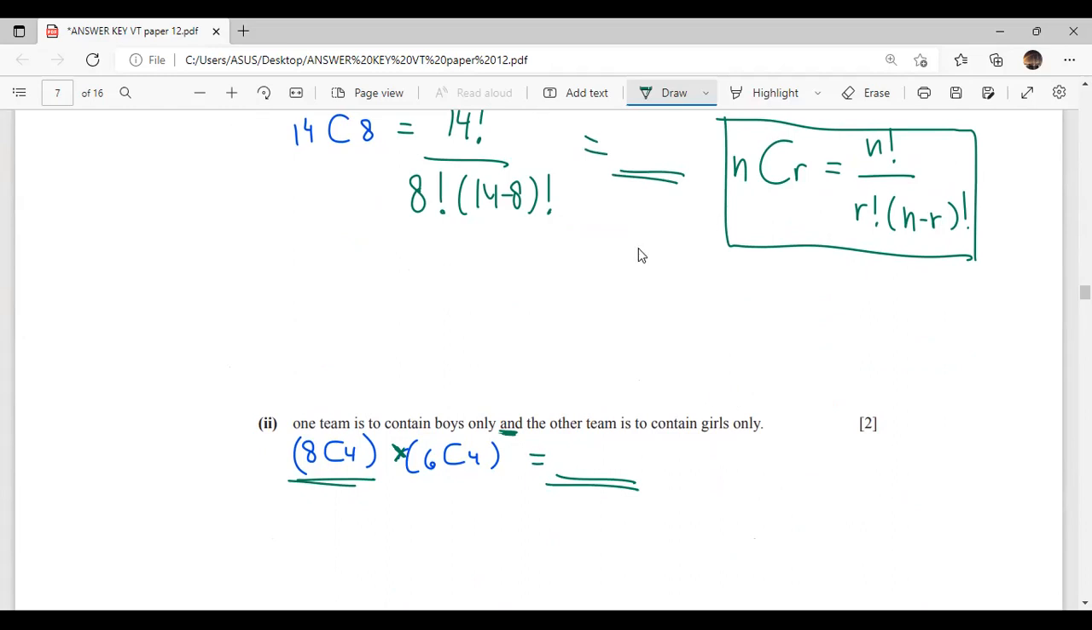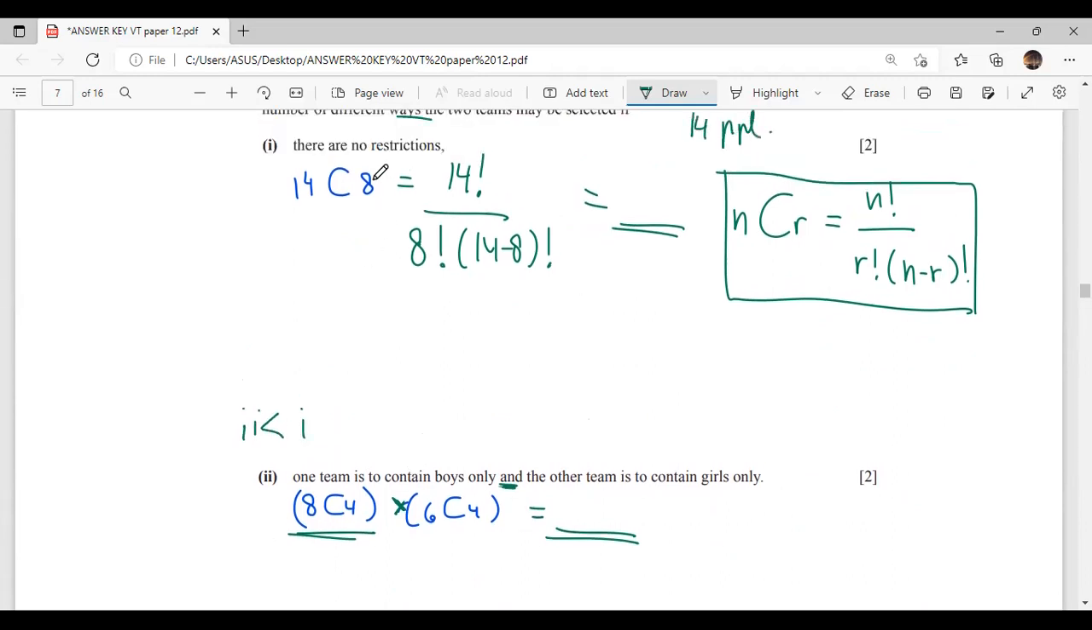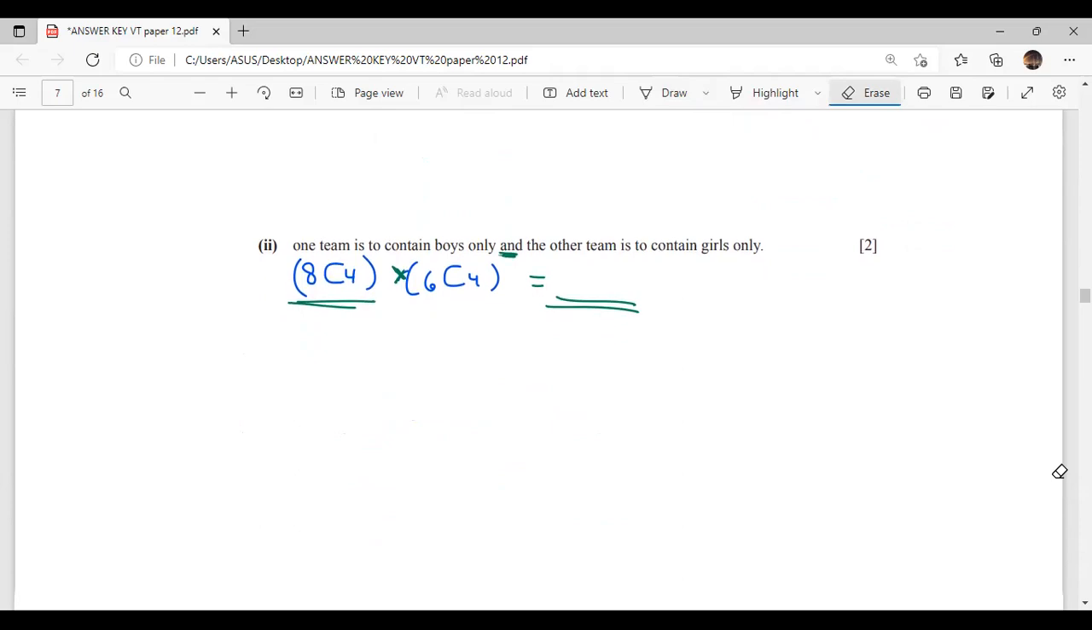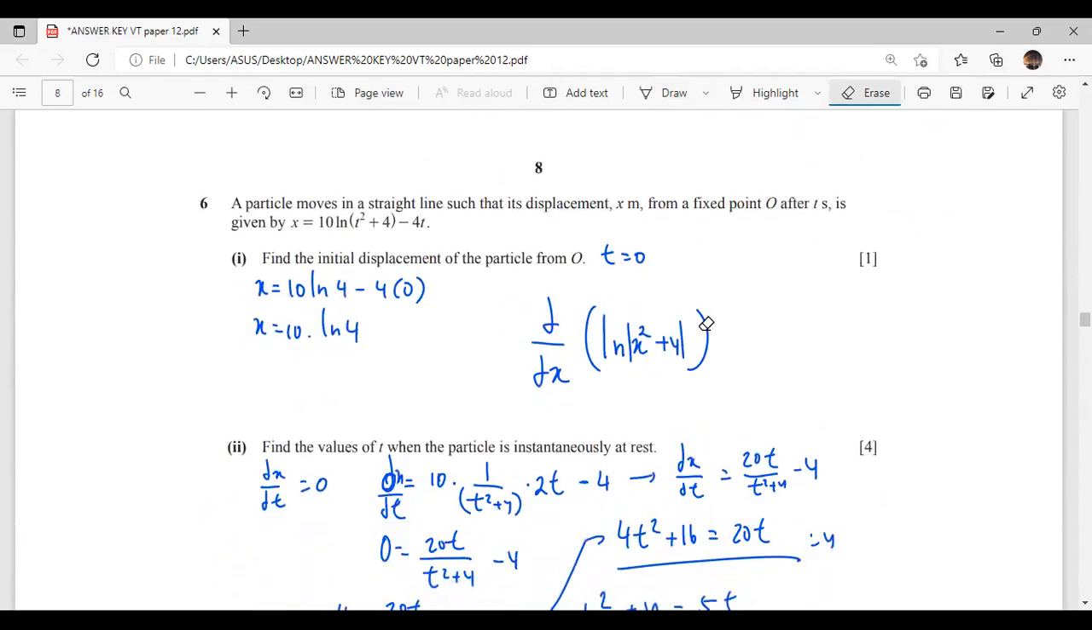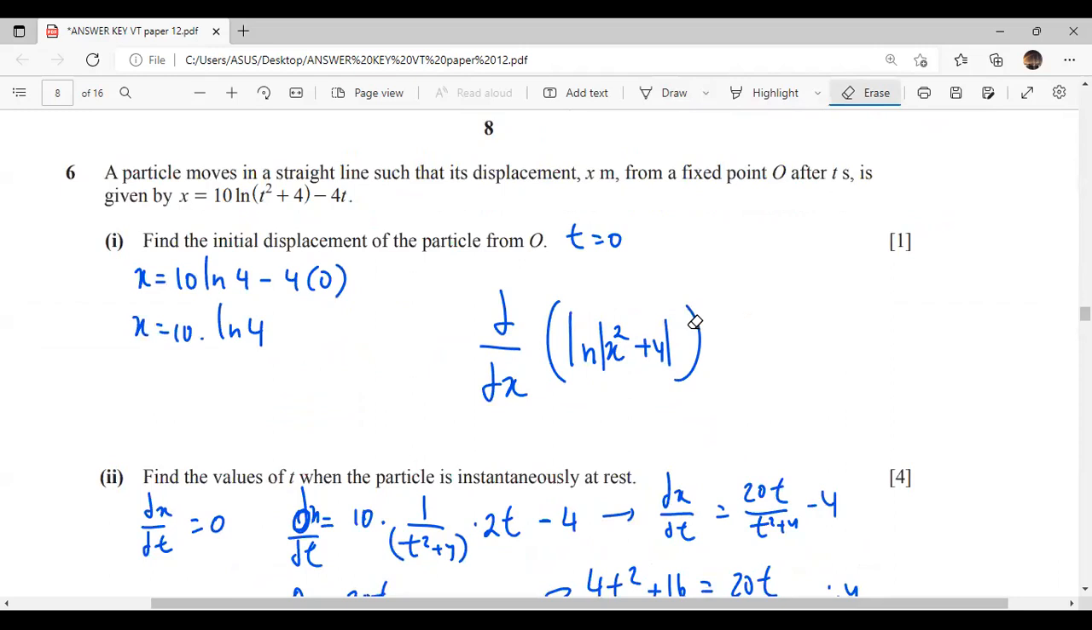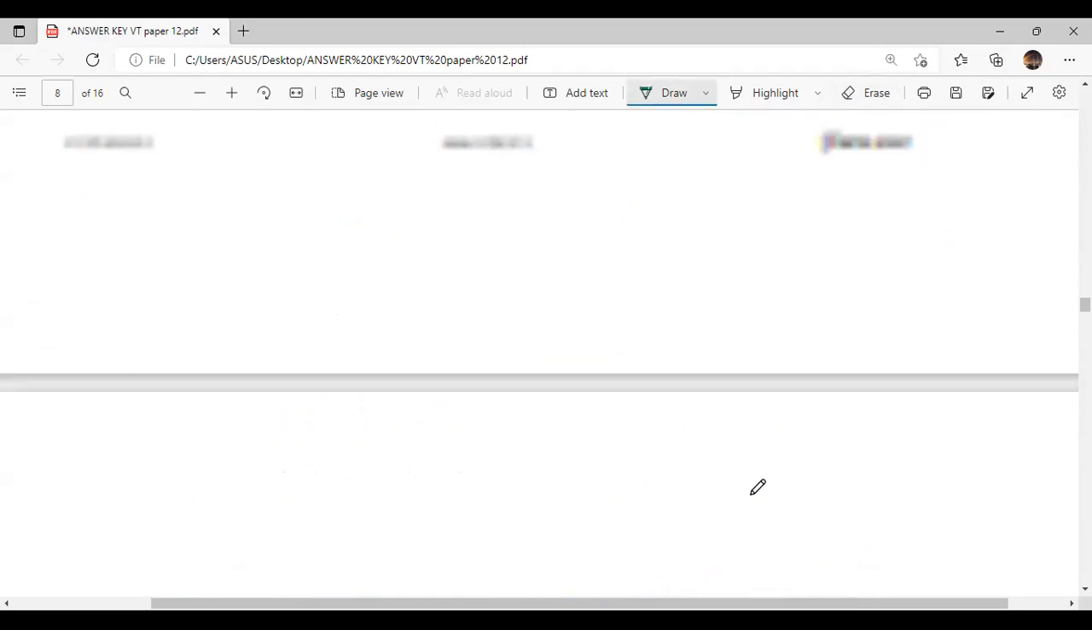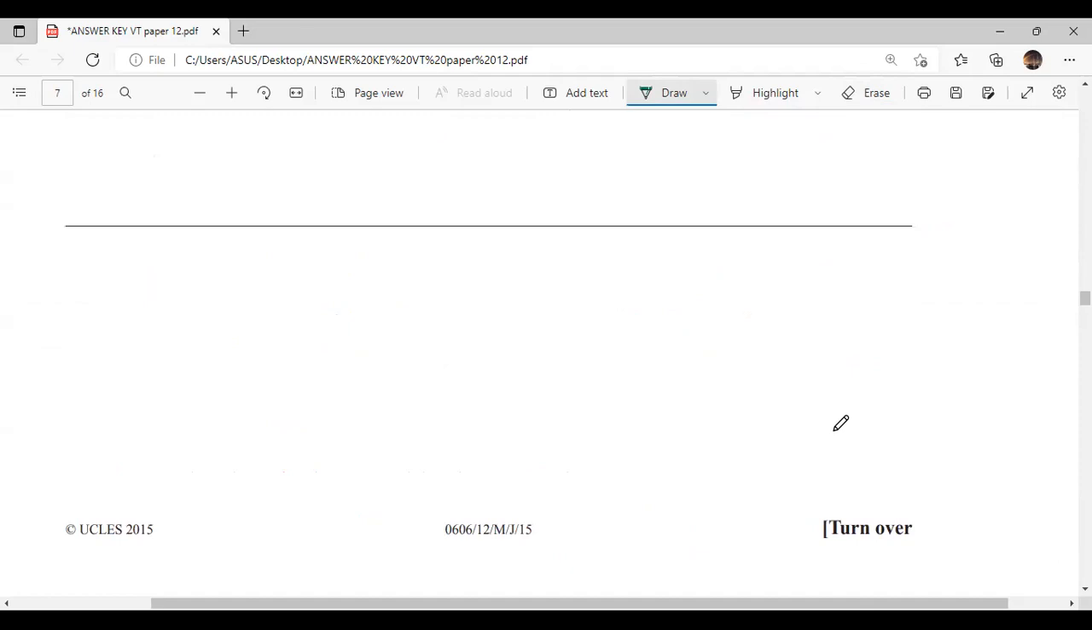I think part 2 is less than part 1. Why? Because no restriction, more possibilities. This is more restriction, so less possibility. Okay, you can use your calculator to find the calculation. This is easy. Any questions on number 5? Okay. No, I think I get it.